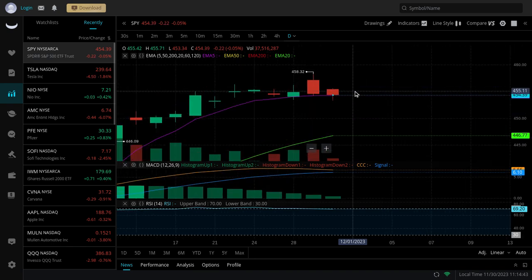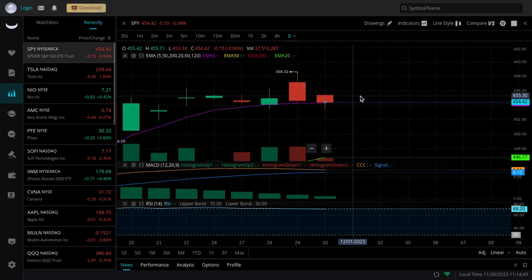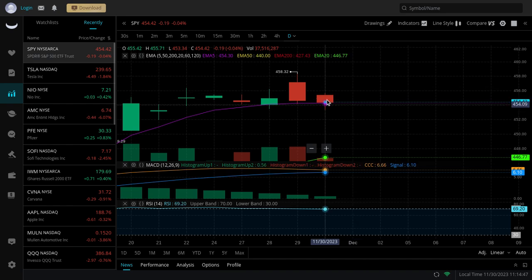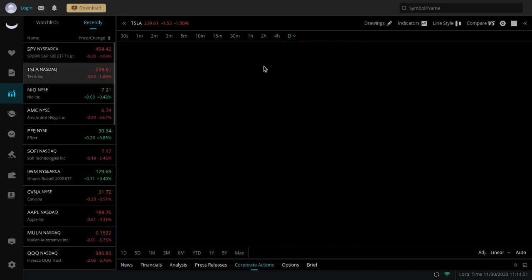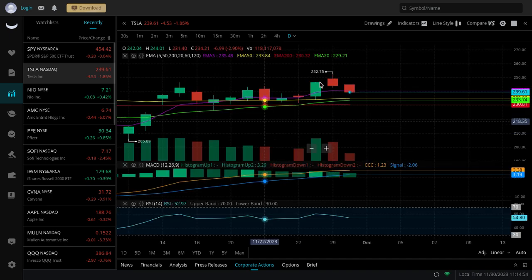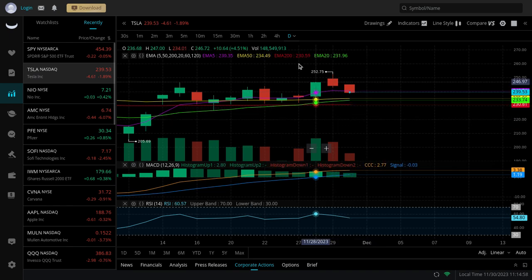For now, could we chop a little bit between this 453.5 zone and 455? Sure. But I think there's more downside coming. Ultimately, I still hold the same view on SPY. Tesla on the daily chart is looking a little bit weaker, but I'm not officially bearish on Tesla, or a lot more bearish, until we lose 230.